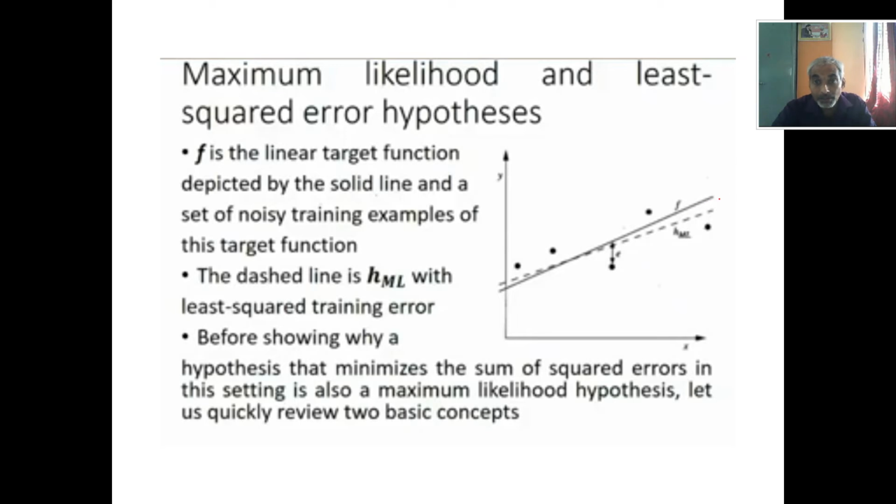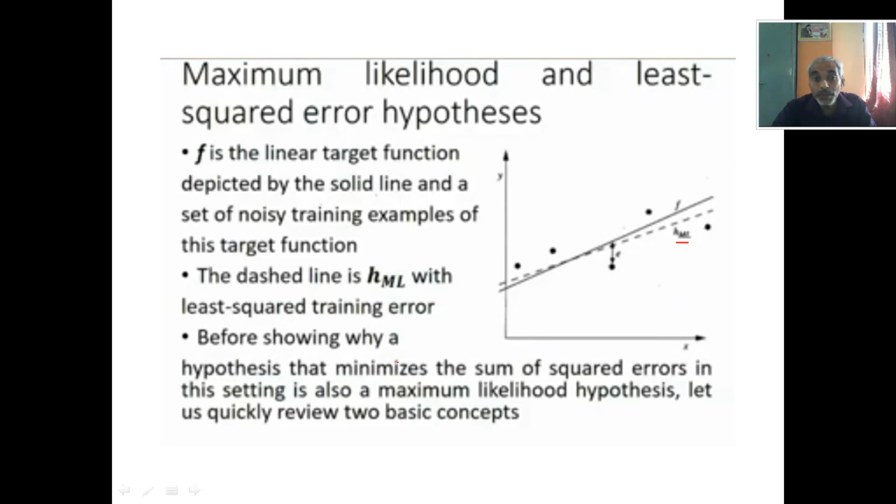Now it has got certain noisy training data, or we can say there are some errors, and you are going to get a dashed or dotted line. This dotted line we can call H_ML, that is the maximum likelihood hypothesis with least square training error. Here we have applied the least square hypothesis, and we have tried to reduce the error such that the errors with respect to all data points are reduced.